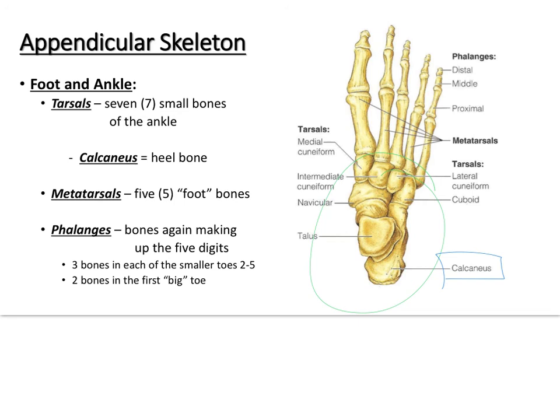Then you have the 5 foot bones that make up the flat part of your foot, which are the metatarsals. And then again, we use the same term, you have phalanges. So your digits here, or your toes, are again made up of 2 or 3 bones, referred to as phalanges.